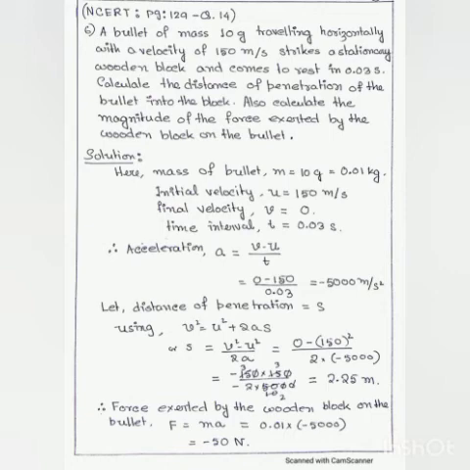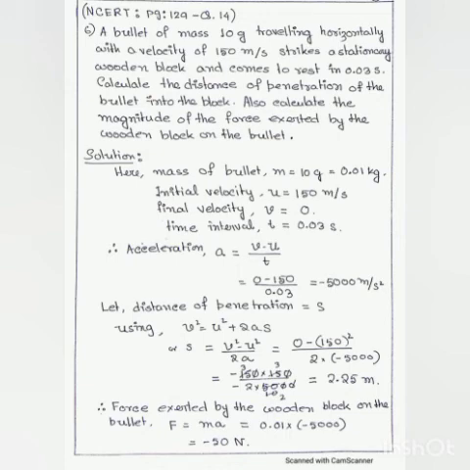Now here mass of the bullet m is equal to 10 gram or 0.01 kg and initial velocity u is equal to 150 meter per second and final velocity v is equal to 0. Now why is final velocity 0? See here the bullet finally comes to rest. Therefore final velocity v is equal to 0. And time interval t is equal to 0.03 second.